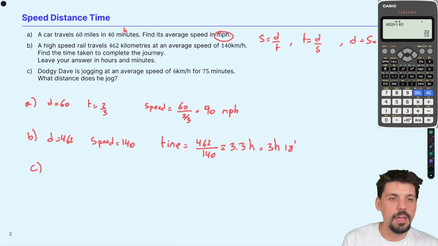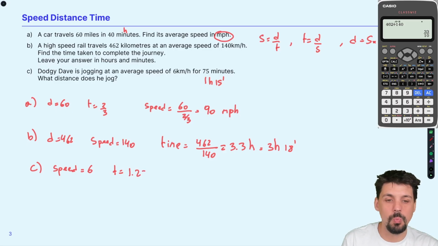And then finally, Dodgy Dave is going at, we know his speed is 6 kilometers per hour. Now we know the time is 75 minutes. Now what is that? That is 1 hour and a quarter. That is 1 hour and 15 minutes, which is 1.25 hours.